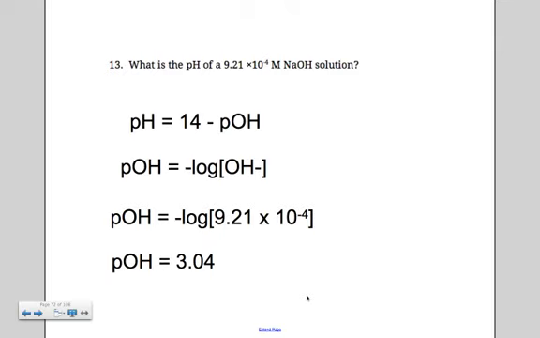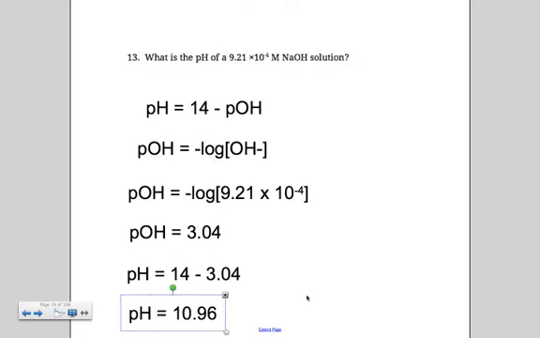That is not the pH. That's not the answer to the question. Don't stop there, because the question is, what's the pH? It's 14 minus 3.04, which is 10.96. That's the final answer that the question is asking.